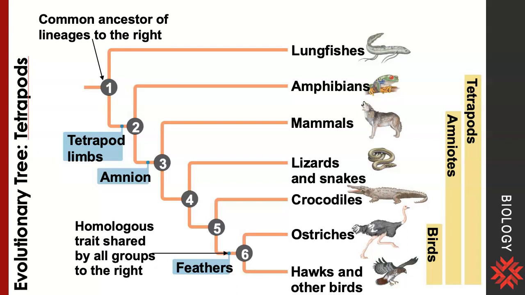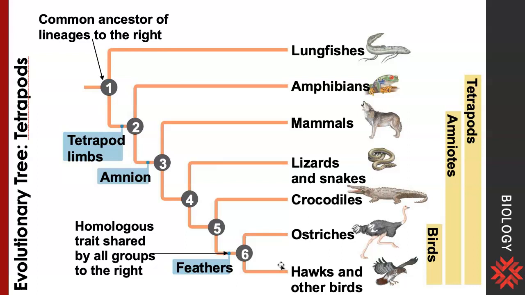Well, you're going to look for homologies, or those similarities in characteristics. So ostriches, hawks, and other birds are grouped together here on the tree because of the homology of having feathers. So feathers is the homology. Everything to the right of that homology is going to have feathers.